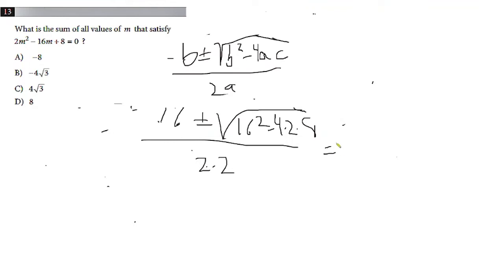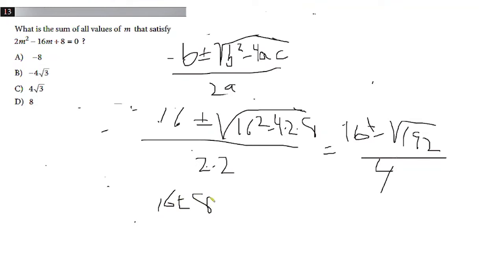And then we get 16 plus or minus, this is root 256 minus 64, over 4. And again, I'm not going to go into how you simplify root 192 totally here. Again, this is going to be no calculator, so you're not going to be able to use a calculator. It's going to be 64 times 3, so 16 plus or minus 8 root 3.